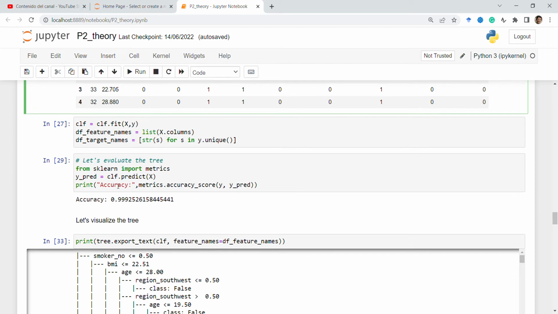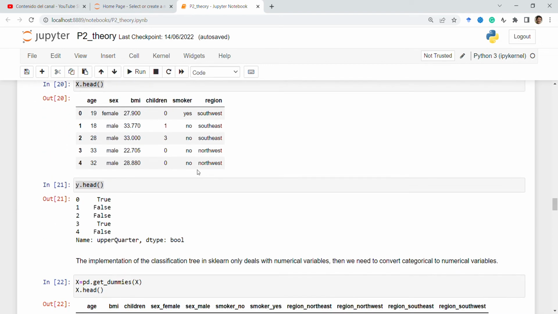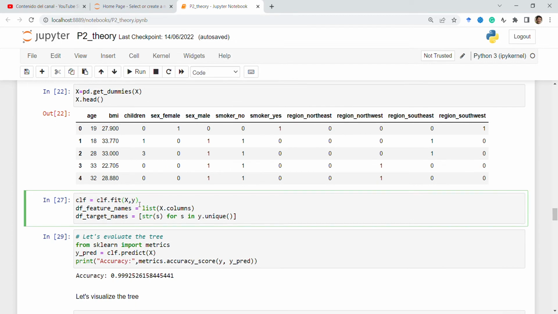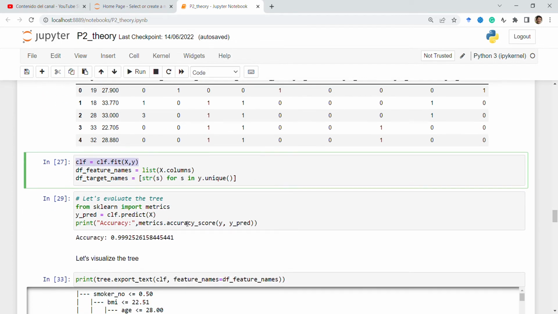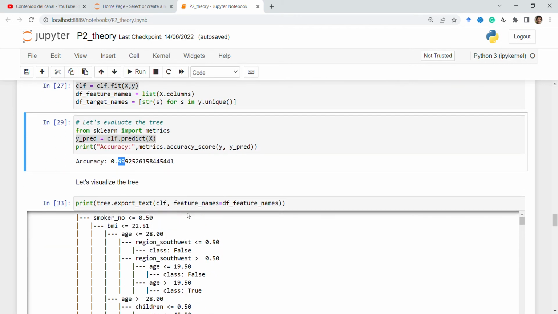And then we have constructed here, what is it, so here we have defined the classification tree. So it is just a class, and then here we are fitting it, and then here we are trying to predict, to see whether we are doing well or not. And it seems that we are doing extremely well, 99.9% of accuracy. And we can look at the tree.